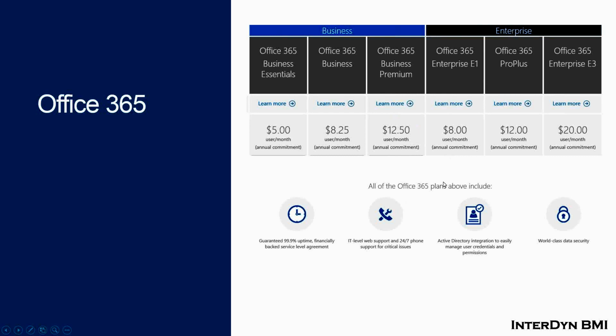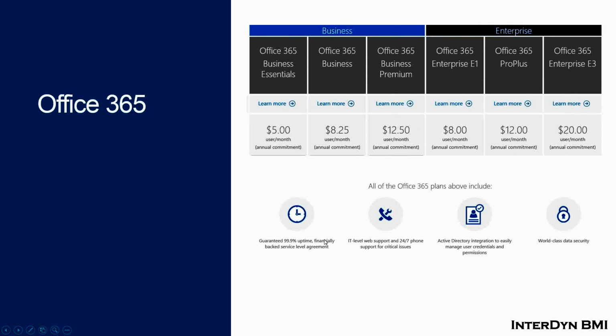And if you look at the enterprise, it's exactly the same. E1 is just give me mailboxes. Office 365 Pro Plus, which didn't exist before, is just give me the application, no mailboxes. And then the last one is Enterprise E3, which is the same as it was before. Give me mailboxes and the application.